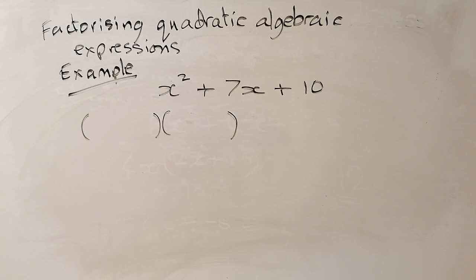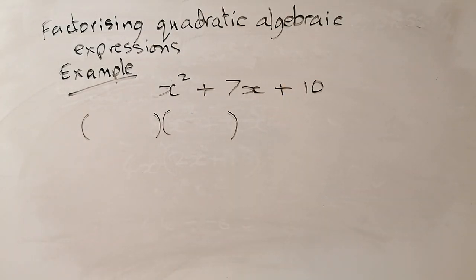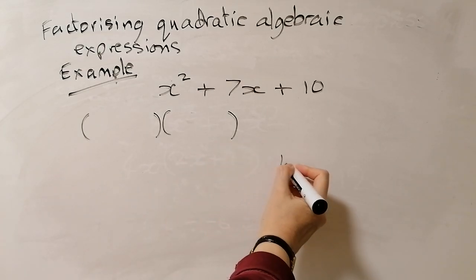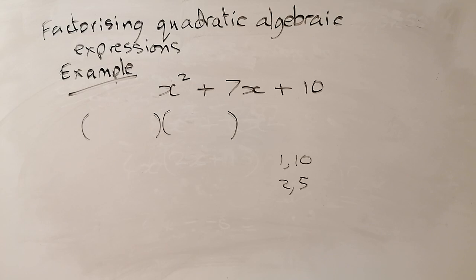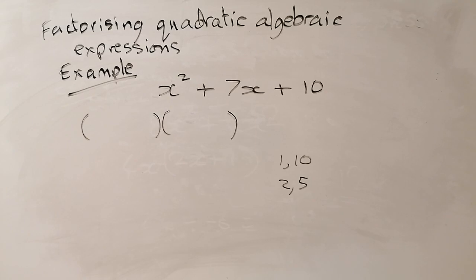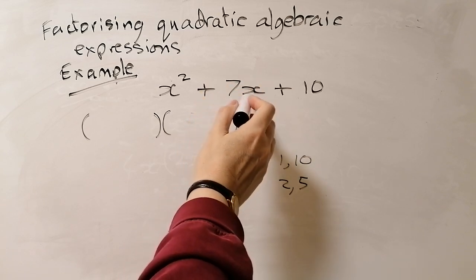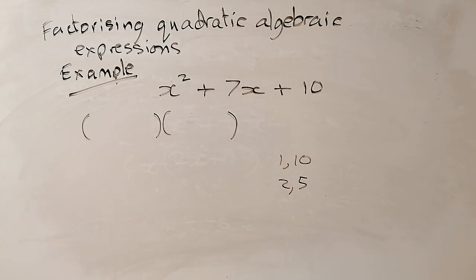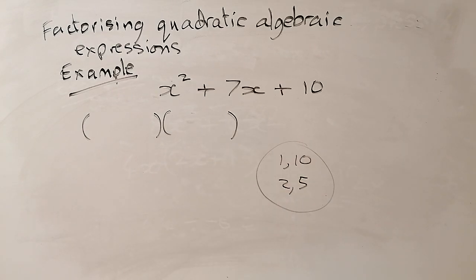Now, the method is that we look at the single number here, the 10, and we find two numbers that multiply together to make 10. As we know, that could be 1 and 10, or it could be 2 and 5. And then these two numbers, whether it's 1 and 10 or 2 and 5, have got to add together to make the number in the middle, in other words, the number that's attached to the x. So we'll keep that in mind, and we'll just keep these numbers over here so that we can go back to them in a minute.